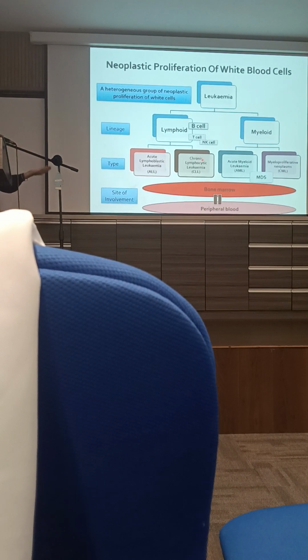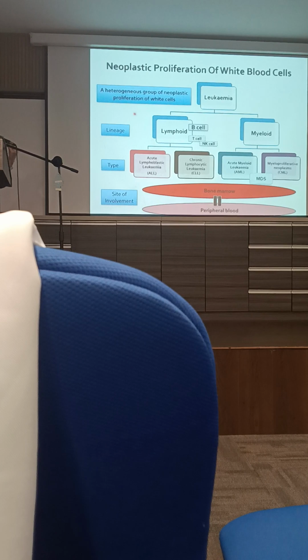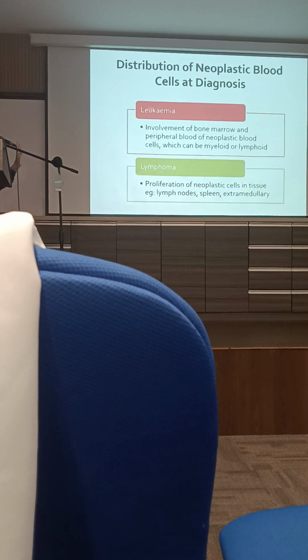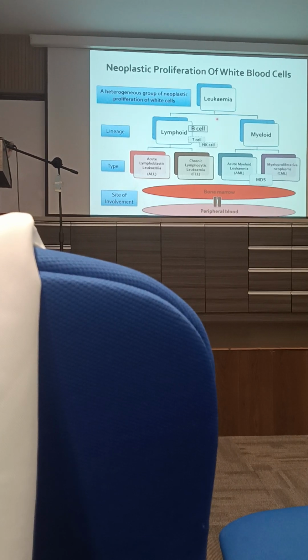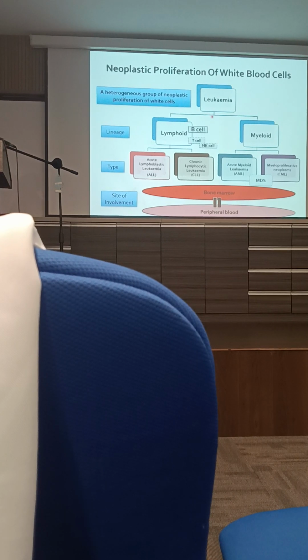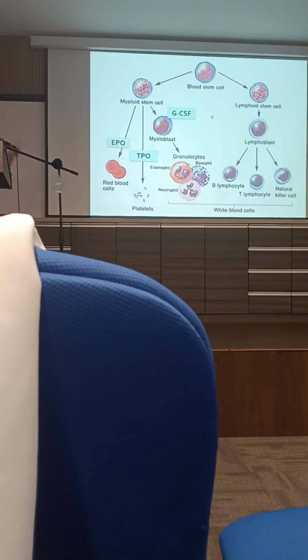Alright, so go back and do your own. If you don't like my color scheme, you can do your own. Right, but this is the most important when we are discussing malignancies in the hematopoietic system. Okay, so leukemia is a heterogeneous group of neoplastic proliferation of white cells. Okay, in general, this is the definition of leukemia. So when we are discussing leukemia, it is important to understand lineage. Exactly what we have been talking about for the past 10-15 minutes lah, lineage.